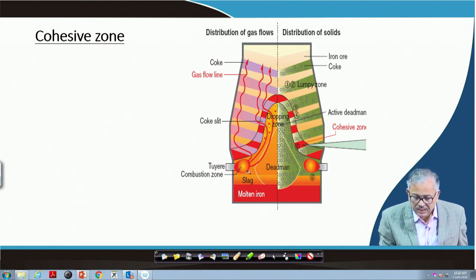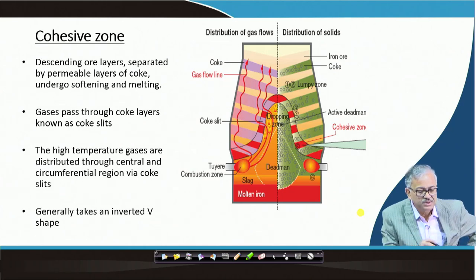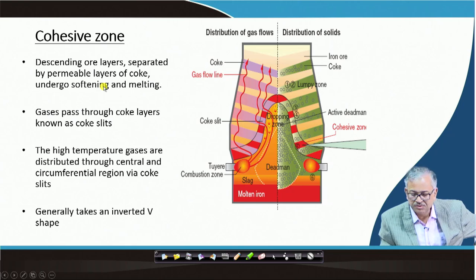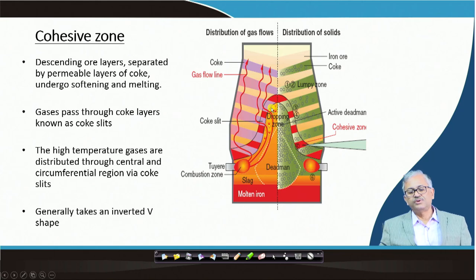So what happens when the gas passes through it? It cannot pass through this red region. Red region means the softened iron ore or the slag. So it can only pass through this coke region, which is called the coke slit, right? So we have descending ore layers separated by permeable layers of coke, undergoing softening. This is called the cohesive zone. This is the red region, the softened iron and the slag, and this is the coke slit through which the gas can pass, and then this region is the softened iron ore and then coke. This is called the cohesive region, where basically the softening takes place.